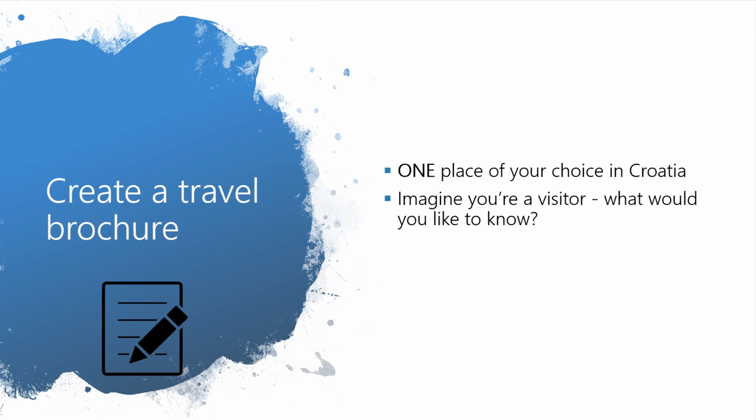Your task is to choose one place in Croatia. It can be your place, but not necessarily. It should be a place you know well. If that's not the case, you should do some research before you do the brochure. You should imagine you are a visitor and ask yourselves, what would I, as a visitor, like to know? What information would be useful to me? What would make me want to visit that place?